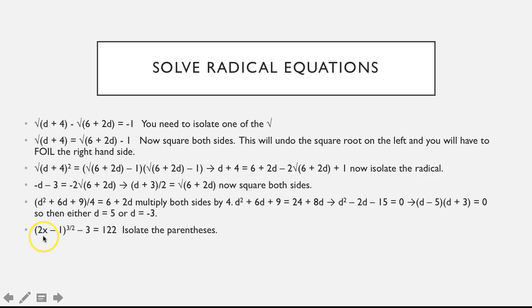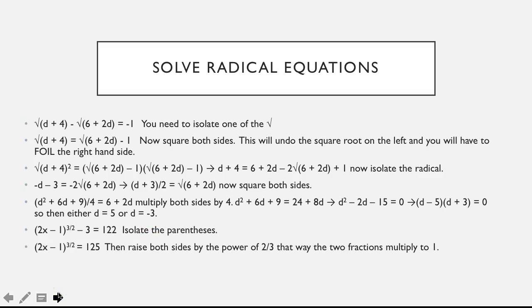The last one is 2x minus 1 to the 3 halves, minus 3 equals 122. Isolate the parentheses. So 2x minus 1 to the 3 halves equals 125. Then raise both sides to the power of 2/3. That way the two fractions multiply to 1. And you get 2x minus 1 equals the cube root of 125 squared. 2x minus 1 is going to equal 25. Add your 1, 2x equals 26, and then x equals 13.